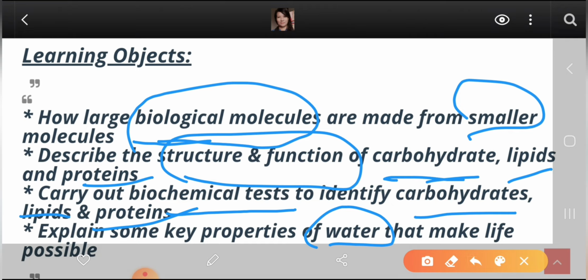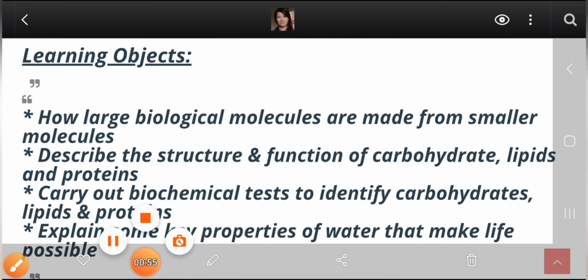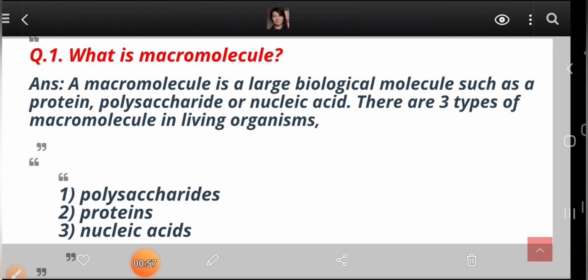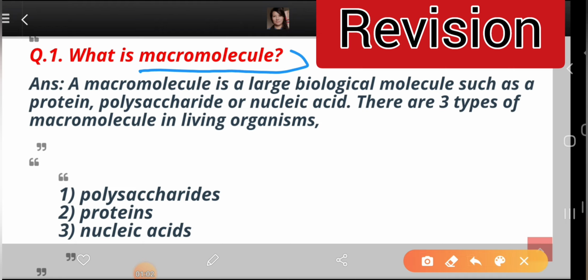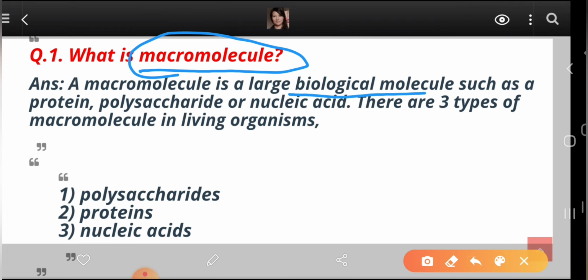Here the main things are carbohydrates, lipids and proteins. All right, so let's get started. Here is question number one: what is a macromolecule? A macromolecule is a large biological molecule, such as protein, polysaccharide and nucleic acid. Three things you must remember: protein, polysaccharide and nucleic acid.